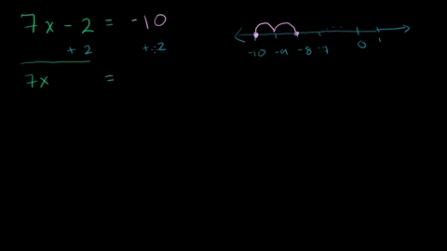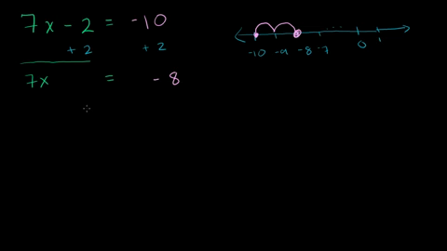Don't get confused. Don't say, okay, 10 plus 2 is 12, so negative 10 plus 2 is negative 12. No. Negative 10 minus 2 would be negative 12, because you're going more negative. Here, we're having a negative number, but we're going to the right. We're going in the positive direction. So this is negative 8. So we have 7x is equal to negative 8.